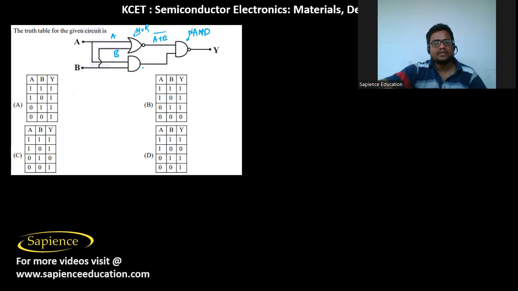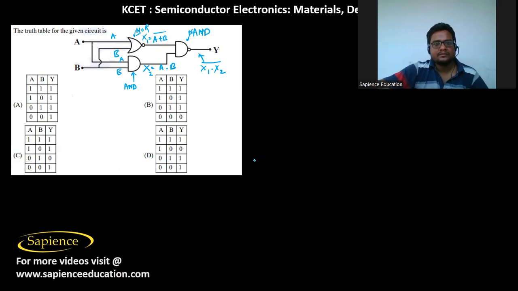So here we have the output, let's say X. Now this is A, this is A, and this is B. So here we have an AND gate, so X equals A and B. And this is a NAND gate. Suppose this one is X1 and this one is X2. So here the output of the NAND gate will be X1 and X2 whole NOT.